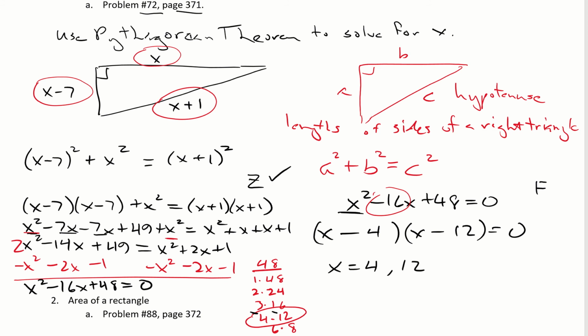You think you're done, right? So close. Here's the thing. If you try 4 to make sense out of 4, you plug in 4 here, you get 5. You put a 4 there. What happens if you put a 4 there? You get negative 3. That doesn't make any sense for the side of a triangle. So I'm going to reject that one. It must be 12. 12 works all the way around.